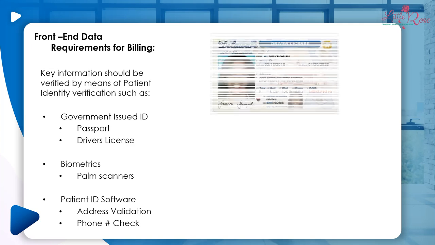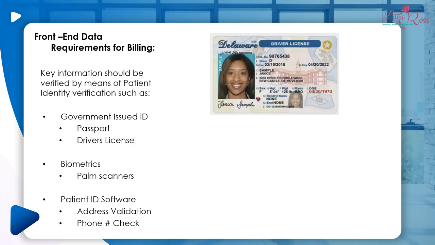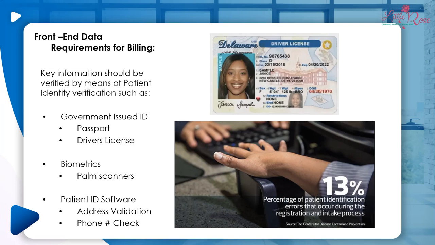Front-end data requirements for billing continued. Key information should be verified by the means of patient identity verification such as government-issued ID or passport or driver's license, biometrics, palm scanners to help identify the right patient record, patient ID software which validates address validation and even phone number checks.